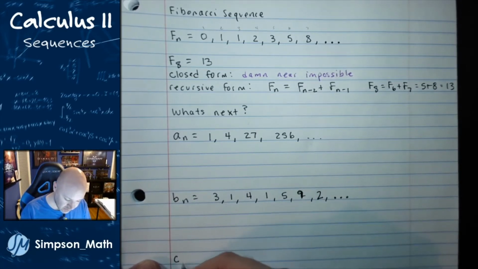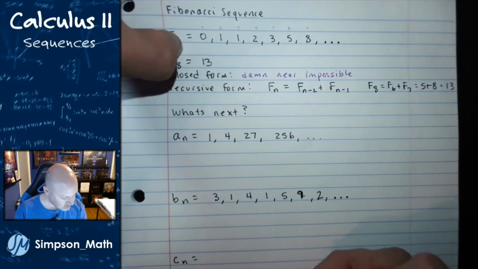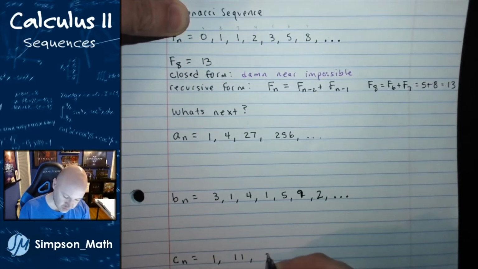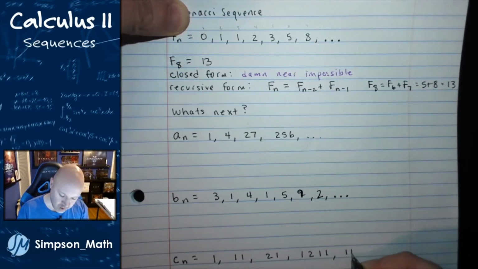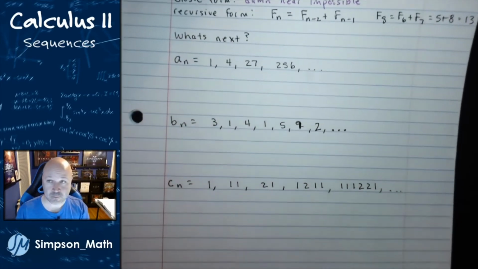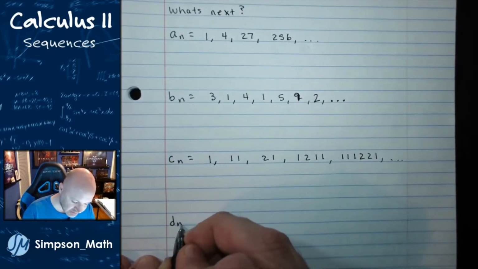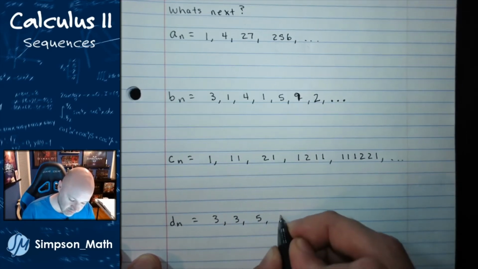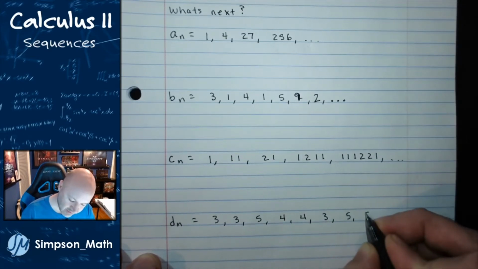C, skip a few lines. Another sequence. Let's do 1, 1, 1, 2, 1, 1, 2, 1, 1, 1, 1, 1, 2, 2, 1, and so on. I'll put a fourth one up here. Sequence D, which is 3, 3, 5, 4, 4, 3, 5, 5, and so on.